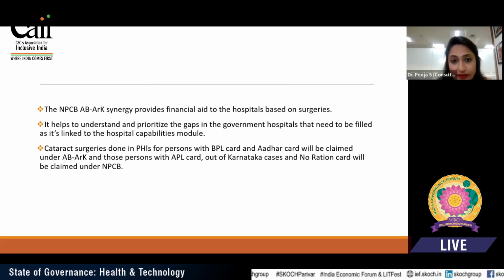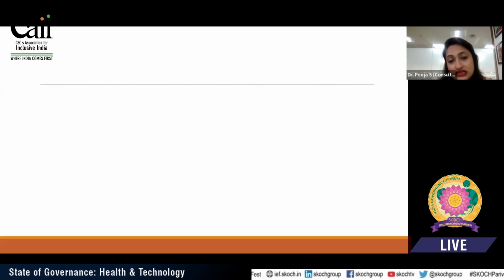The implementation of the program was to provide financial aid to the surgeries, as I mentioned. Second, with this we can understand what the gaps in the government hospitals are that need to be filled, based on the capabilities module. Through this integration, cataract surgeries done in public health institutions for the BPL population and Aadhaar holders would be claimed under the ABARK amount, whereas those with an APL card, or who are non-residents of Karnataka or not having a ration card, would be claimed under NPCB. So the integration involves funding from both parties. Next slide, please.